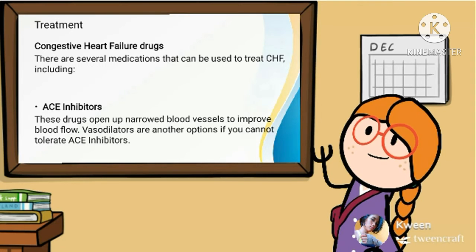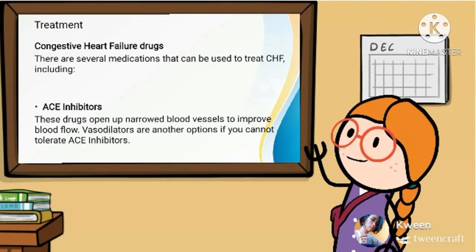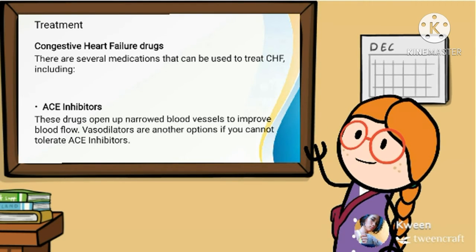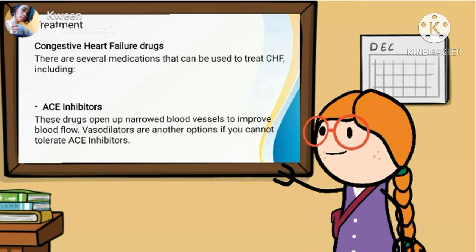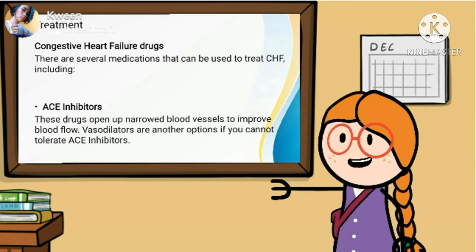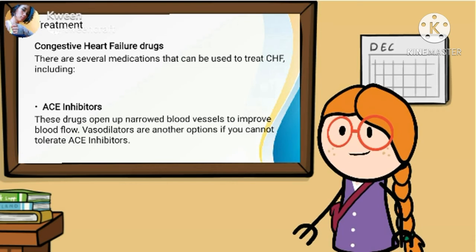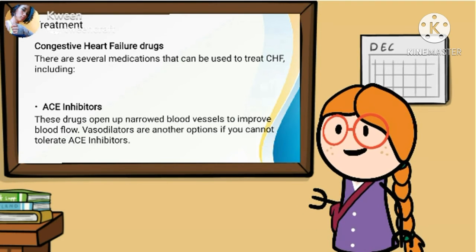Now let's move on to the treatment for congestive heart failure. Now we have the pharmacological management for congestive heart failure. There are several medications that can be used to treat it. First are the angiotensin converting enzyme inhibitors or ACE inhibitors. These drugs open up narrowed blood vessels to improve blood flow. This can decrease peripheral vascular resistance, therefore decreasing afterload, then increase stroke volume, and increase cardiac output.